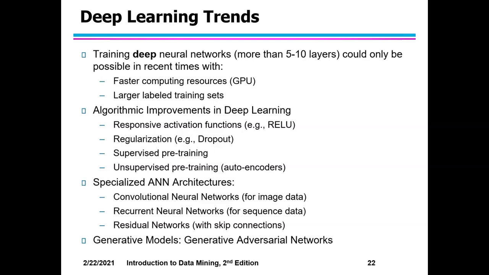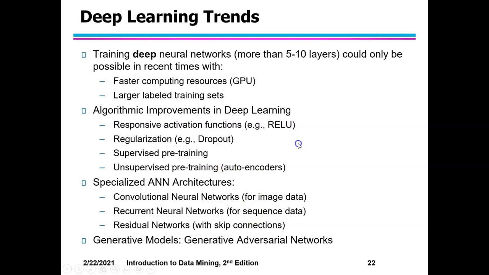For sequence data, like series data, financial trades, or genomics data, gene-related data, we use the recurrent neural network, which we call RNN. If we have skip connections, then residual networks are also very important. And we also have a very advanced one, the generative adversarial network, called GAN. So these are the different deep learning trends.